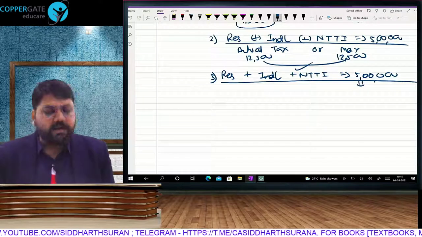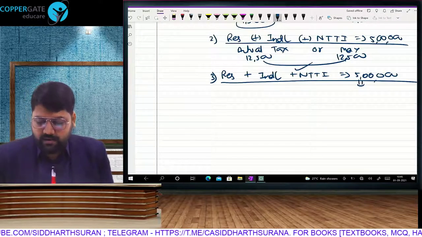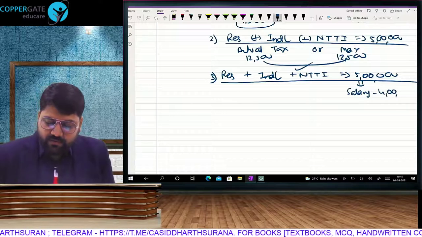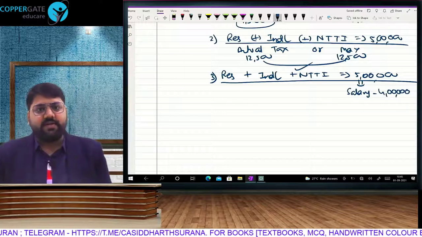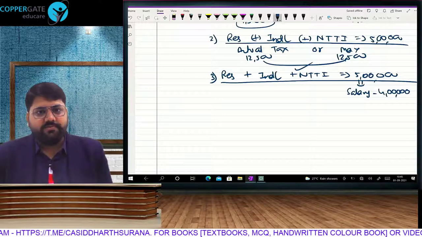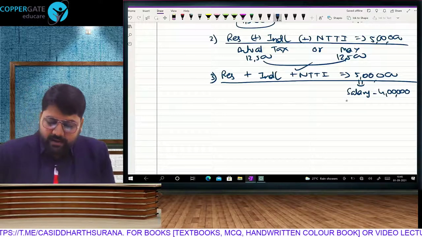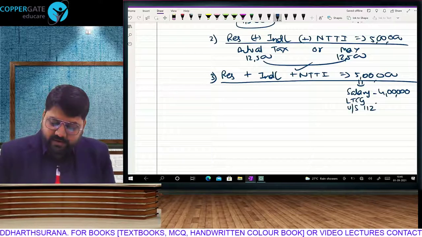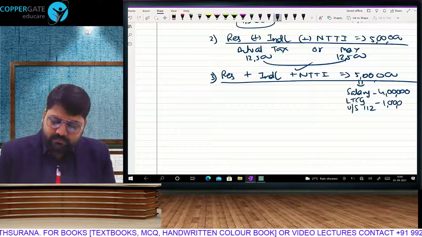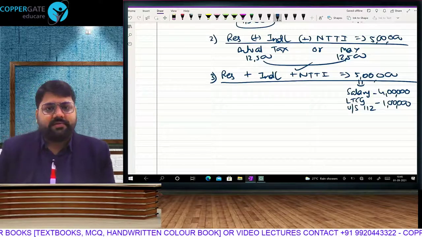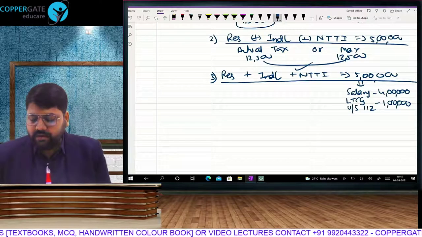Now see, assessee is giving you a breakup of this 5 lakh. The 5 lakh comprises salary income of 4 lakh. He is working in a very big corporate company, getting a salary of 4 lakh rupees. And long term capital gain, which is taxable under section 112, 1 lakh.